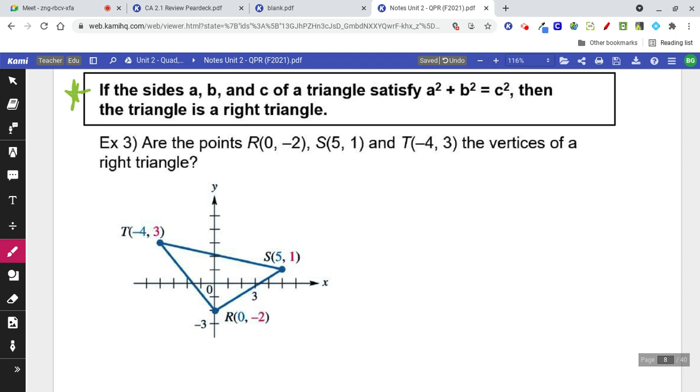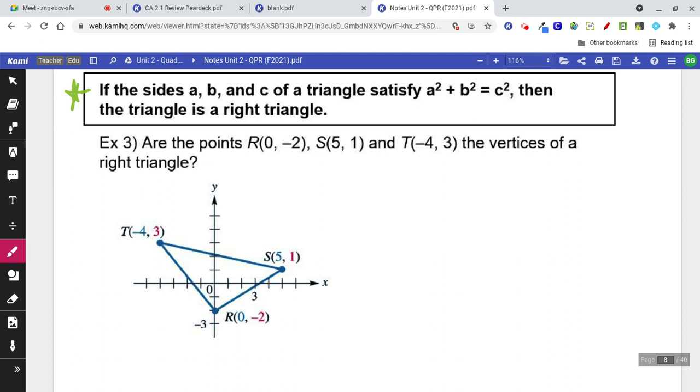If sides A, B, and C of a triangle satisfy a squared plus b squared equals c squared, then the triangle is a right triangle. So we're going to use that Pythagorean theorem to figure out if it's a right triangle or not. Number 3, are the points (0, -2), (5, 1), and (-4, 3) the vertices of a right triangle? We can look at this, and looks can be deceiving. You look at it and you're like, I don't know, it doesn't really look like it. Maybe that's a right angle, but we can't really tell. We can use distance formula and Pythagorean theorem to figure this out for sure.